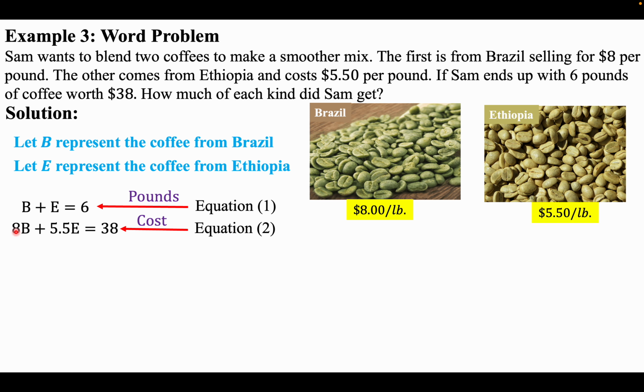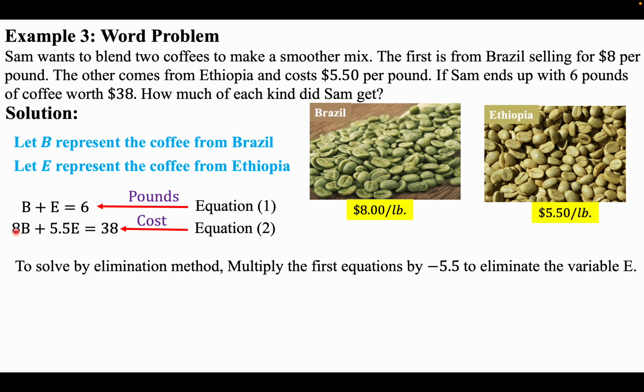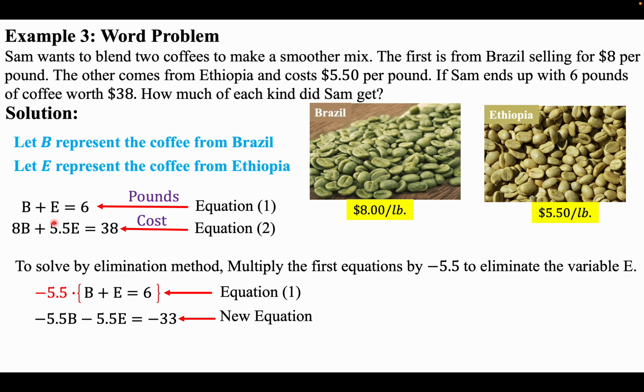Now, we're going to have to use the elimination method to solve for the variables. So let's go ahead and eliminate the variable E. In order to eliminate the variable E, I need to multiply this first equation by negative 5.5 so that I end up with the same number but opposite sign here. That gives me that new equation here.